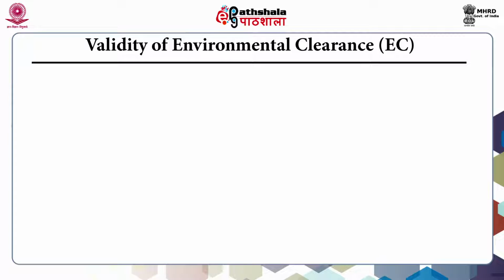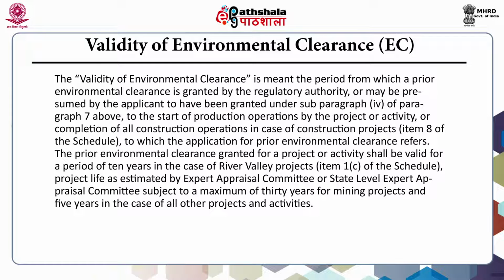Validity of environmental clearance. By validity of environmental clearance is meant the period from which a prior environmental clearance is granted by the regulatory authority, or may be presumed by the applicant to have been granted under subparagraph 4 of paragraph 7 of this notification, to the start of production operations by the project or activity, or completion of all construction operations in case of construction projects, to which the applicant for the environmental clearance refers.